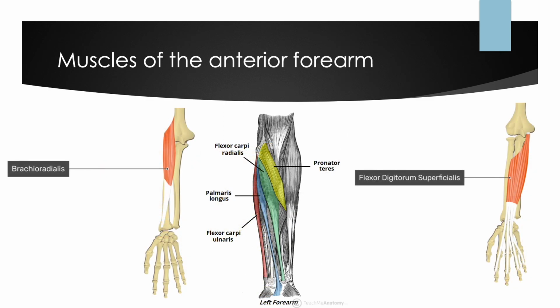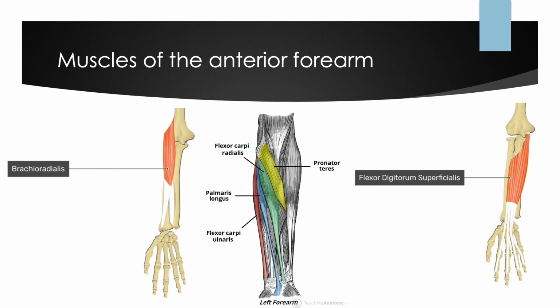Now we will be talking about the muscles of the anterior forearm. First, we have the brachioradialis, which is a great landmark for yourself when you're trying to divide the muscles that do extension from the muscles responsible for flexion. Now we're going to go through and talk about some of these muscles more in depth.